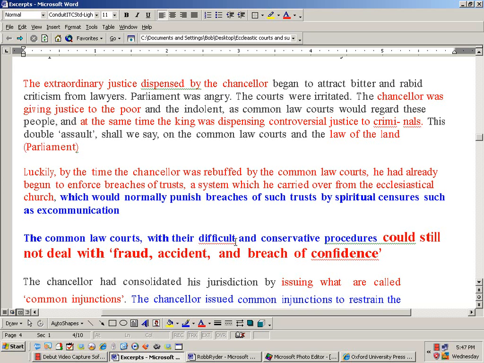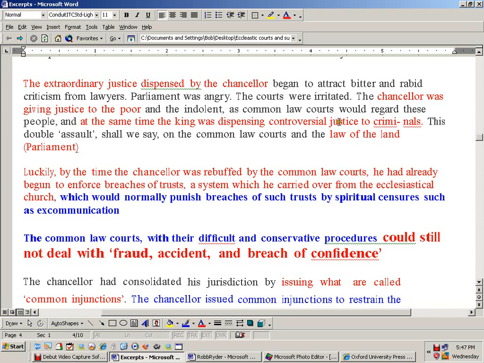The extraordinary justice dispensed by the chancellor began to attract bitter and rapid criticism from lawyers. Go figure. Can't make any money if they're following the law. Parliament was angry. They couldn't steal your property. The courts were irritated. The chancellor was giving justice to the poor. For God's sake, he's giving justice to the poor and to the indolent, as common law courts would regard these people. And at the same time, the king was dispensing controversial justice to criminals.